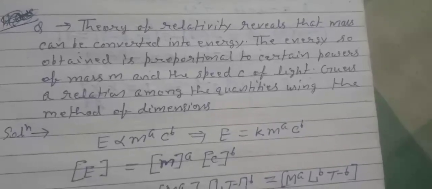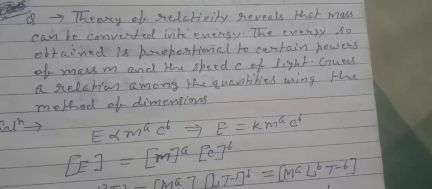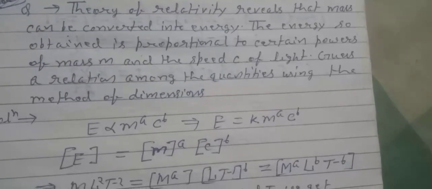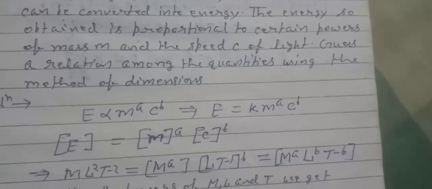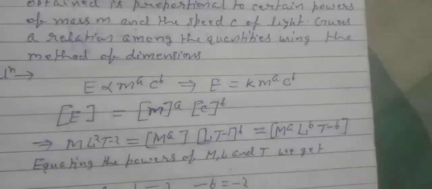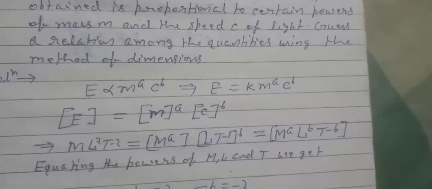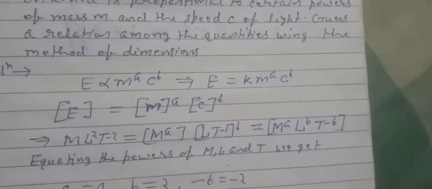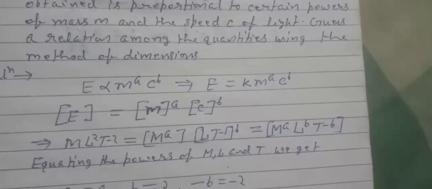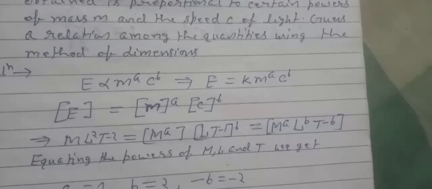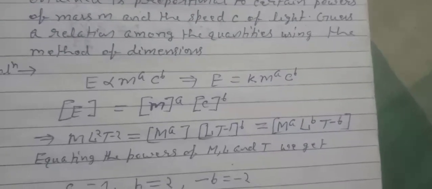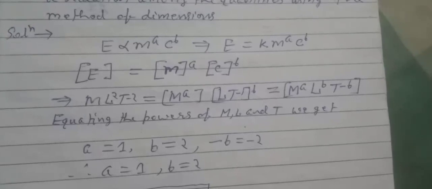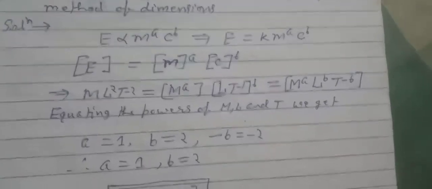Theory of relativity reveals that mass can be converted into energy. The energy so obtained is proportional to certain powers of mass and the speed c of light. Guess a relation among the quantities using the method of dimensions. Let E be proportional to m to the power A into c to the power B, where m is the mass and c is the velocity. This implies E equals k into m to the power A into c to the power B, where k is a dimensionless proportionality constant. So dimensionally, E equals m to the power A, c to the power B.